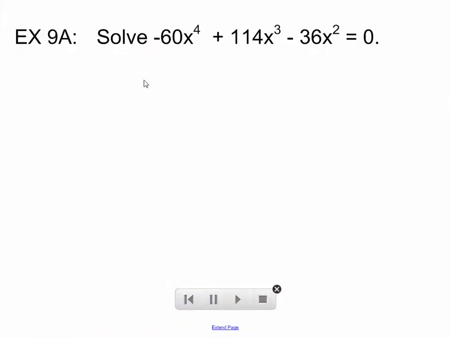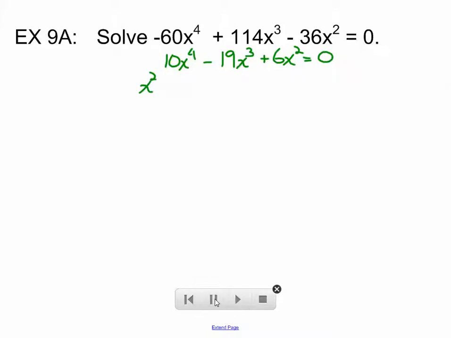Two more equations we're going to solve. It's not pretty, but we can make it a little bit easier to look at by dividing both sides by, how about negative 6? Divide both sides by negative 6. Okay, negative 60 divided by negative 6 is 10. 114 divided by negative 6 is negative 19. Negative 36 divided by negative 6 is 6. 0 divided by negative 6 is 0. You can only do this step in an equation when you're doing the same thing to both sides.